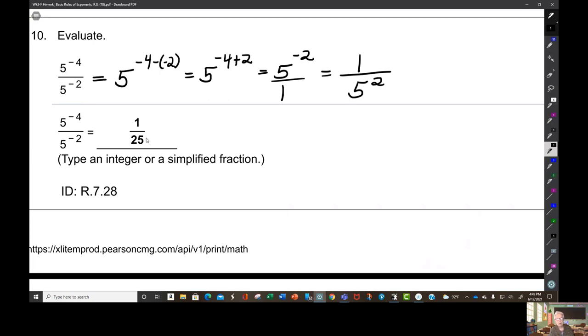Oh, and then we have to go on. They said, type an integer or a simplified fraction. Simplified means work it out. It can mean take it apart, or it can mean work it out, or actually it's a very overused word that often leaves people not knowing what's expected.